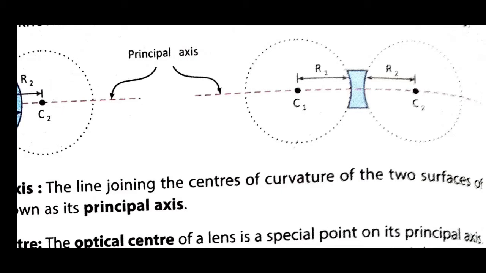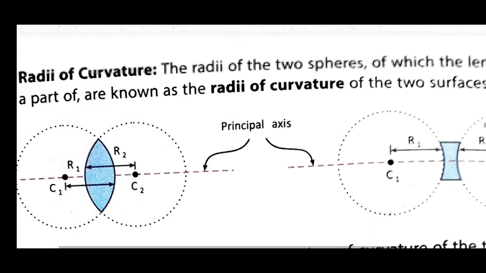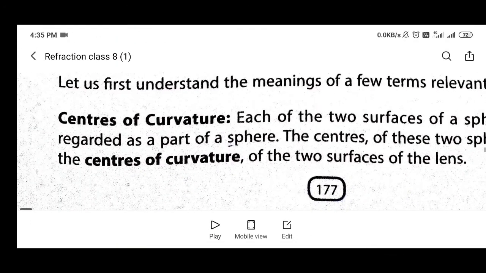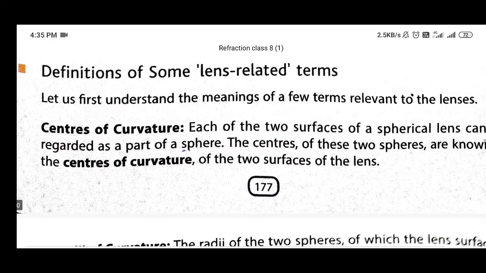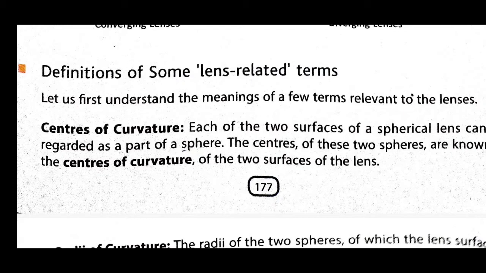Now, the first term is center of curvature. Center of curvature is the center of the hollow sphere. See here, center of curvature is the center of the hollow sphere from which the lens is made, or the center of the hollow sphere which helps in forming the lens.